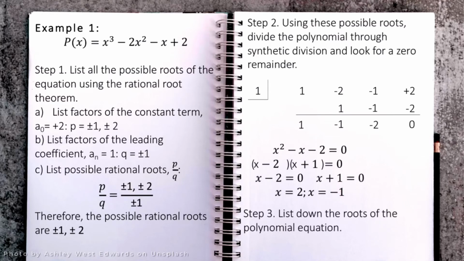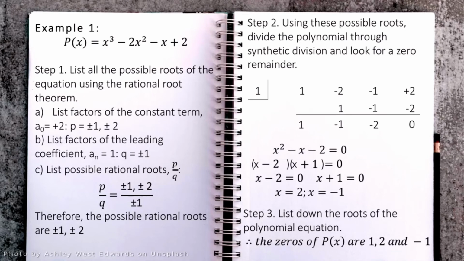Therefore, the zeros of the polynomial function are 1, 2, and negative 1. This is the first zero that we get, and these are the other zeros, which are 1, 2, and negative 1. They are the zeros of our polynomial function. That is example number 1.